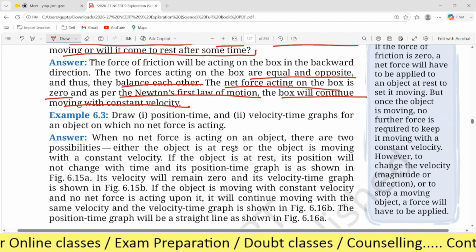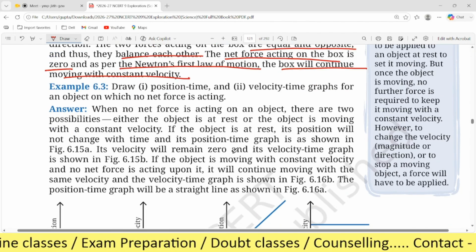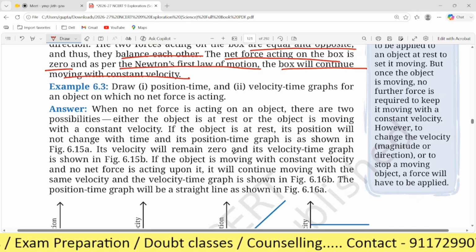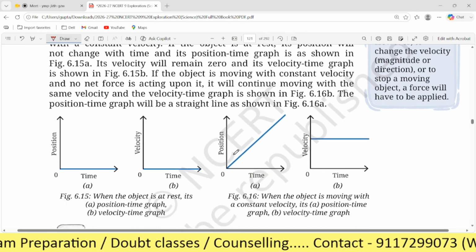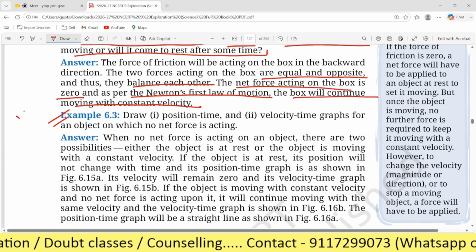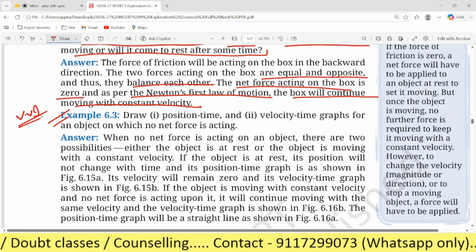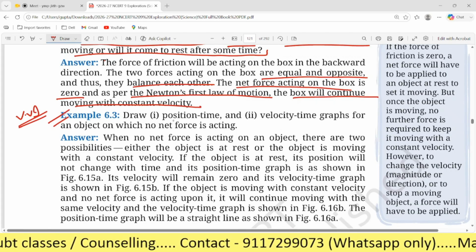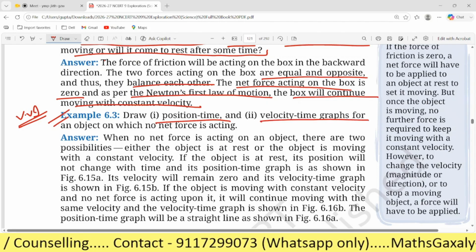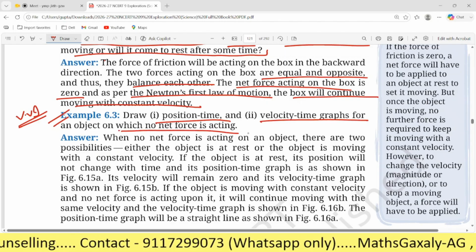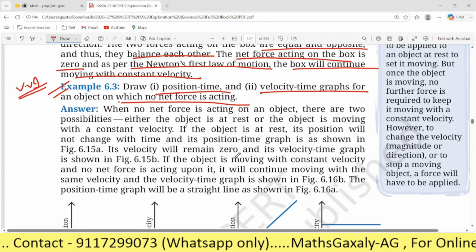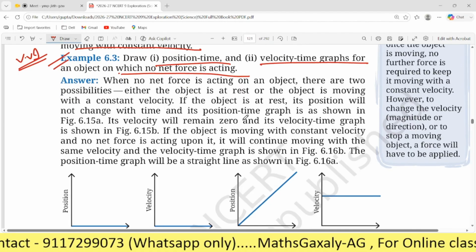Now the next thing is: draw position-time and velocity-time graphs for an object on which no net force is acting. Okay, so this is a very important point. You have to note down this one. It comes in the exam. So the topic should be given as position-time and velocity-time graph for an object on which no net force is acting. Okay, so let's see how the position-time graph and velocity-time graph will be.